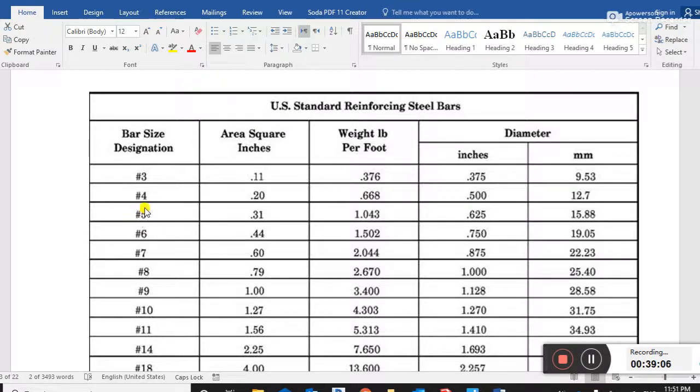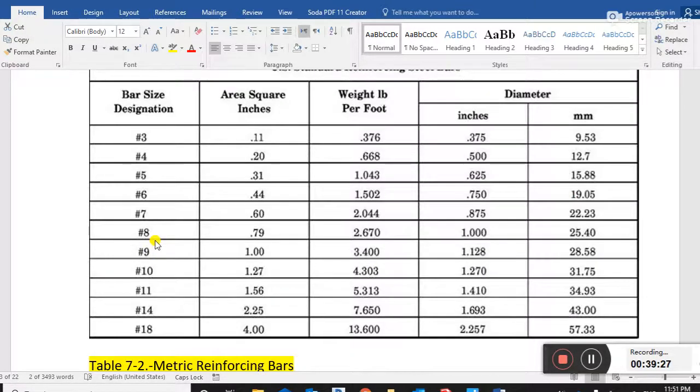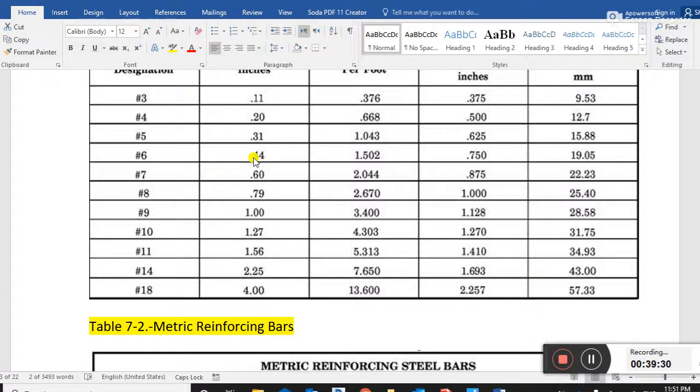Similarly, for steel number 5, the area is 0.31 square inch, the weight is 1.043 lb per foot, and the diameter is 0.625 inch, and in millimeter it is 15.88. Similarly, for number 6, the area is 0.44, and the weight is 1.502. This is the diameter in inch, and this is the diameter in millimeter.